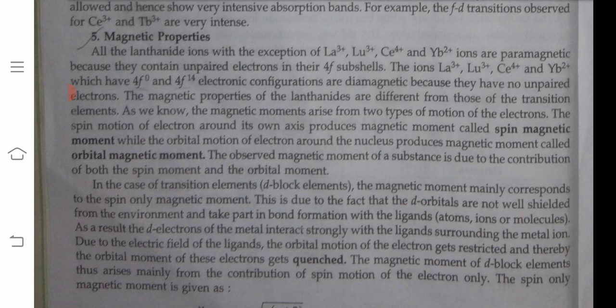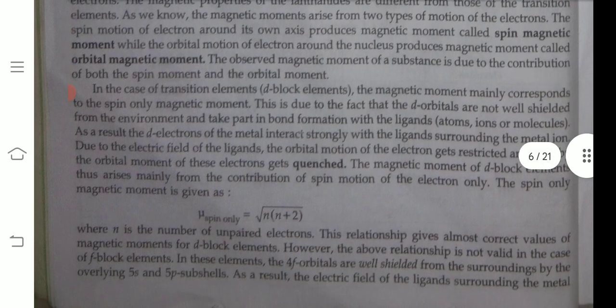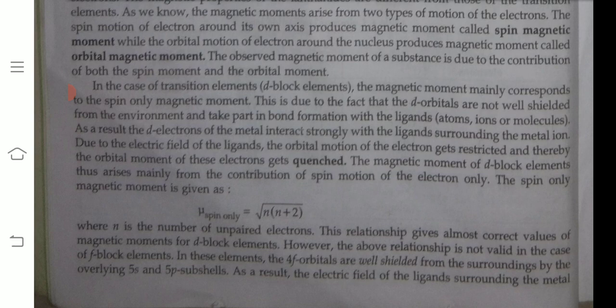The magnetic properties of the lanthanides are different from those of transition elements. As we know, the magnetic moments arise from two types of motion of the electrons. The spin motion of an electron around its own axis produces a magnetic moment called spin magnetic moment, while the orbital motion of the electron around the nucleus produces a magnetic moment called orbital magnetic moment. The observed magnetic moment of a substance is due to the contribution of both the spin moment and the orbital moment. In the case of transition elements, the magnetic moment mainly corresponds to the spin-only magnetic moment.